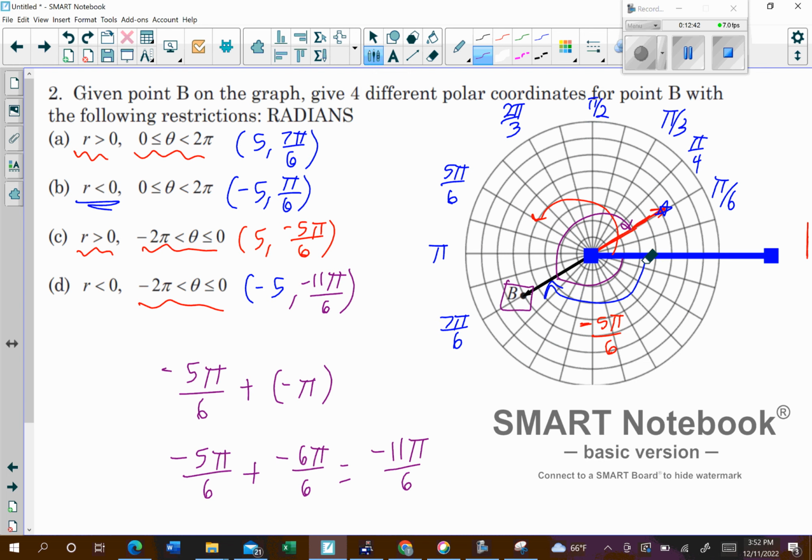And so that angle right there will whip me all the way around to this red line right here. And then since the radius is negative, I don't actually go out this direction. I go the opposite direction. I go backwards, and I will land right there at the B position.